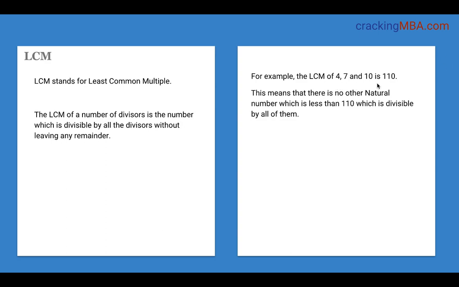So LCM of 4, 7 and 10 is 140. What does it mean? It means that 140 is the smallest common multiple of 4, 7 and 10 such that there is no remainder on dividing by 4, 7 and 10. So the basic definition of LCM is that it is the least common multiple of all the divisors such that after dividing that multiple by all the divisors there is no remainder. Okay. So in this case 140 is the LCM of 4, 7 and 10 because if I divide 140 by 4, 7 or 10 there is no remainder.